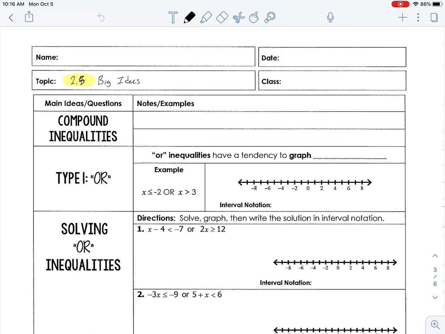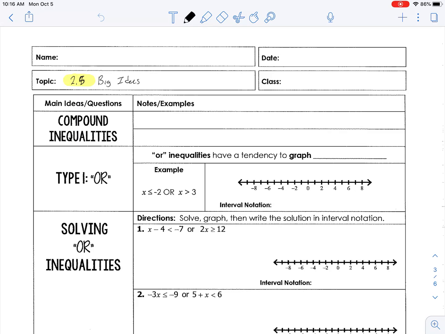So we're going to take some notes over 2.5. These notes are going to match up with the big ideas assignments. So this is for 2.5. We're going to be talking about compound inequalities.